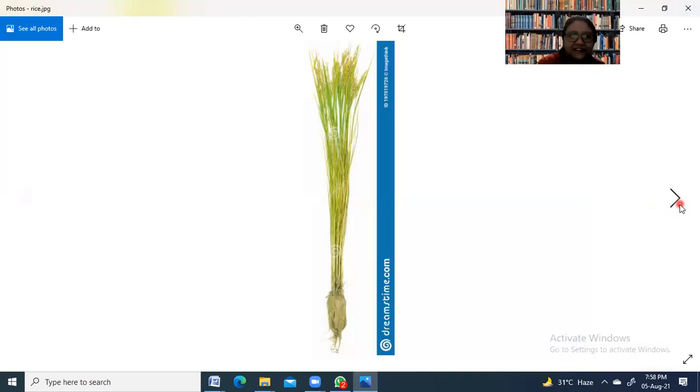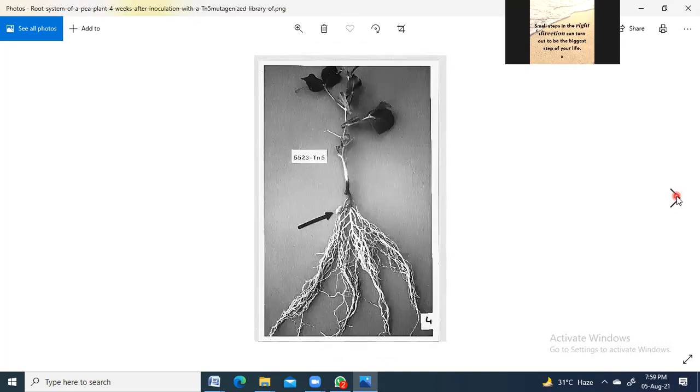What is this? Rice. Right. Yes. So it will be rice. It is an angiosperm, monocot. Yes, ma'am. Yes. What is this?